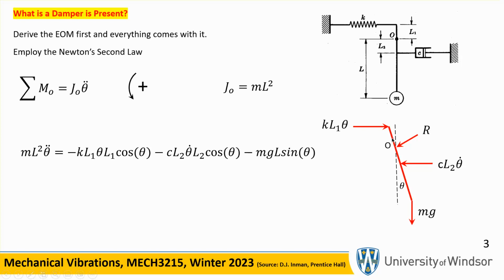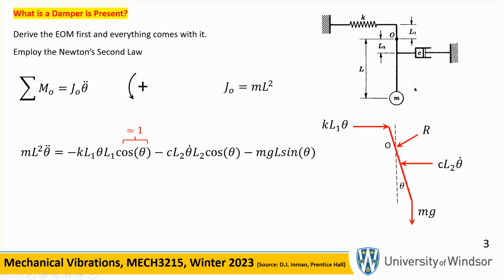So if you take L1 times cosine of theta, you get the moment arm due to this spring force. And by the same token, this damping force has to be multiplied by the moment arm, which is that distance, and that is simply L2 times cosine of theta. Mg, on the other hand, has a moment arm about the point O that is just this horizontal length, which is just L times sine of theta. So these are coming from projections because we need the appropriate moment arm.